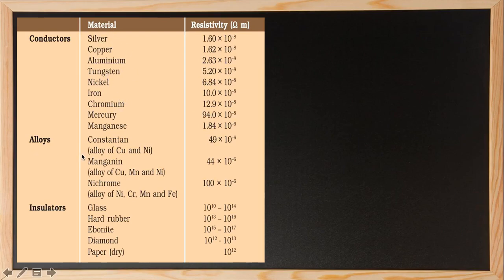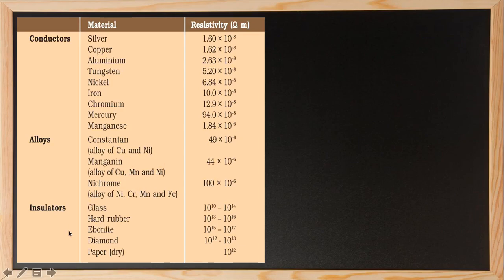Next are the alloys, which are the second category. The first one is constantan. An alloy is nothing but a mixture of two or more metals. Constantan is an alloy of copper and nickel, which has the value 49 into 10 to the power of minus 6. Next is manganin, which is an alloy of copper, manganese and nickel, with resistivity about 44 into 10 to the power of minus 6. Next is nichrome, which is an alloy of nickel, chromium, manganese and iron, which has 100 into 10 to the power of minus 6. Now these are alloys.